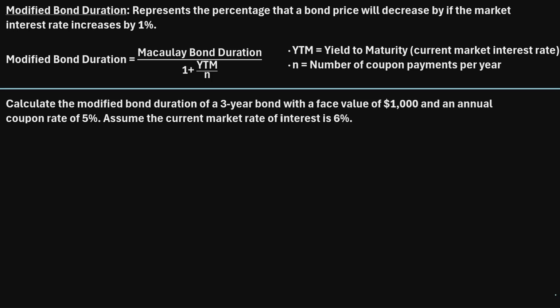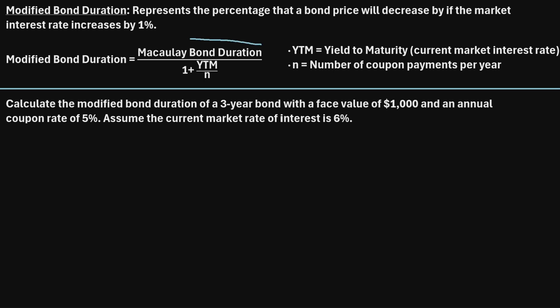In this video, I will explain how to calculate modified bond duration. So if you own a bond and market interest rates increase, you know that the price of your bond will decrease. But to quantify how much it will decrease by, we can use modified bond duration to actually figure that out. The modified bond duration represents the percentage that a bond price will decrease by if the market interest rate increases by 1%.